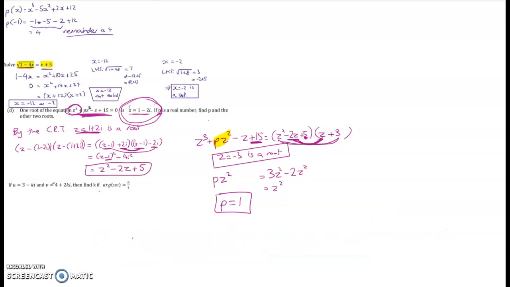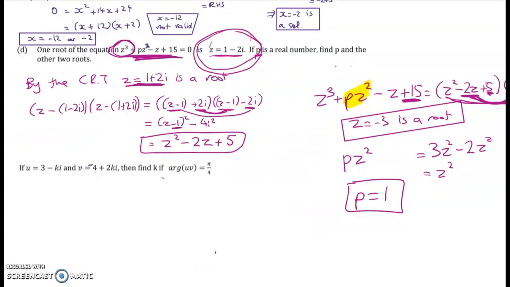Okay, last question, which was the excellence question, was this one here. So we've got u is equal to 3 minus ki, and v is equal to negative 4 plus 2ki. Then find k if arg of uv is equal to pi on 4.